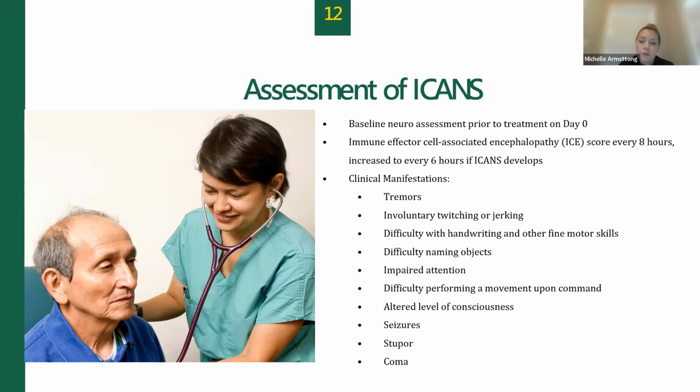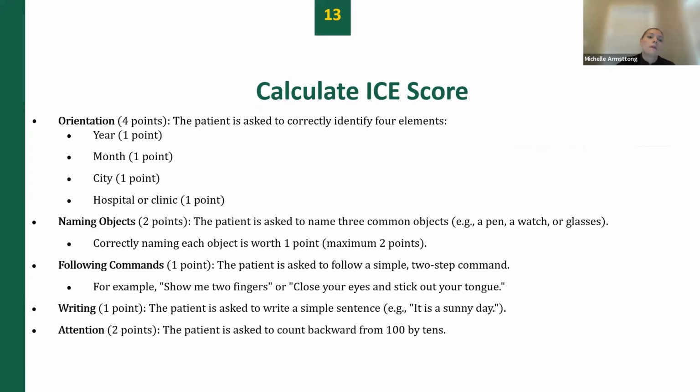So some things to really be looking at with the patients: if they start to develop any tremors, involuntary twitching or jerking, difficulty with handwriting or other fine motor skills, difficulty naming objects and impaired attention, difficulty performing a movement upon command, altered level of consciousness, seizures, or coma. Obviously, you're going to know if your patient's in a coma. So the ideal is to really keep an eye on the smaller, less severe symptoms to prevent the more severe symptoms.